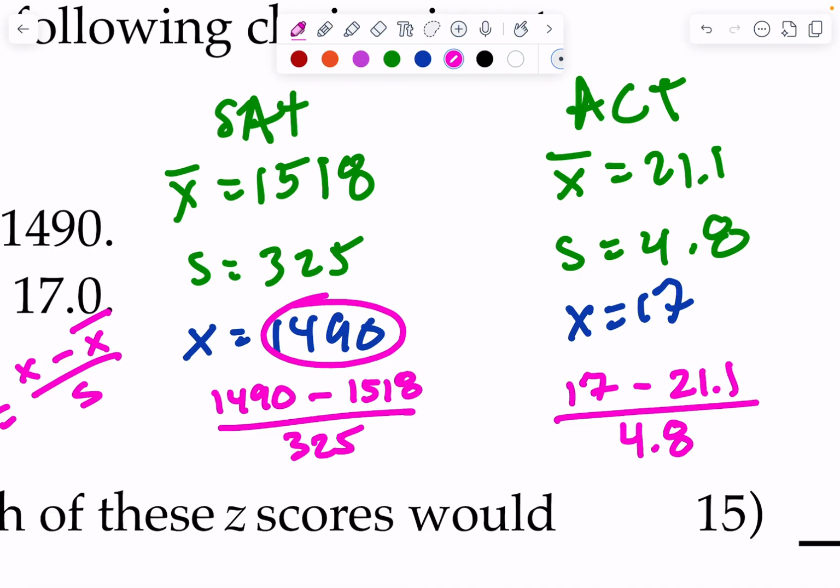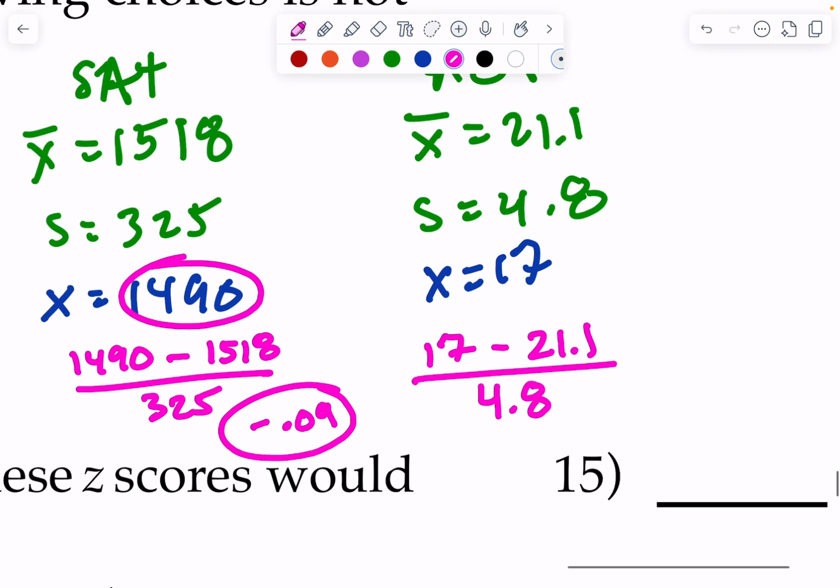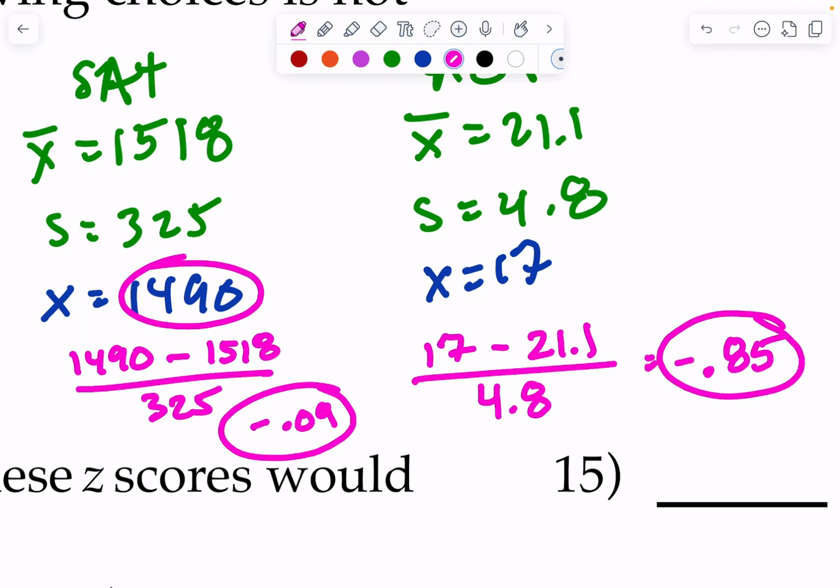1490 minus 1518 divided by 325. I got negative 0.09 if we rounded to 2 decimal places. This one's 17 minus 21.1 divided by 4.8, which is negative 0.85. Okay, that's what I got.